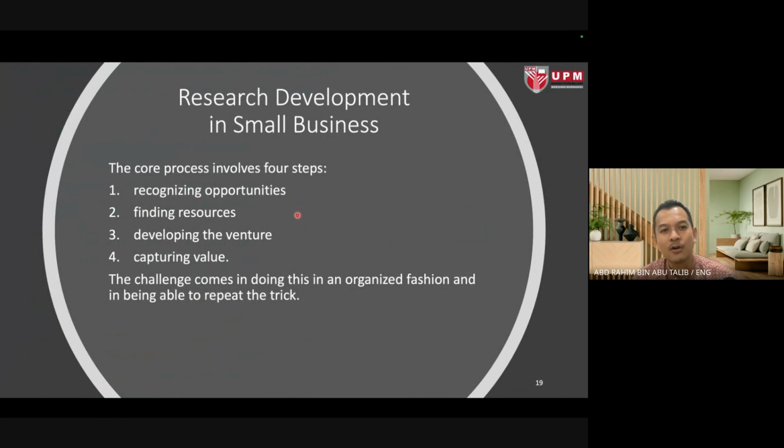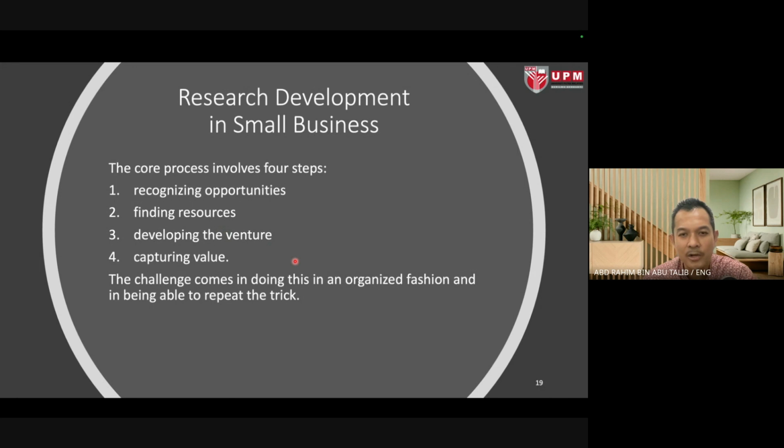So the core process involves 4 steps when you want to talk about R&D in small business. The first one, recognizing opportunities, then finding resources, developing venture, as well as capturing value. And the challenge comes in doing this in an organized fashion, right? And being able to repeat it. So you have to be organized in order for you to be a successful entrepreneur in small business.